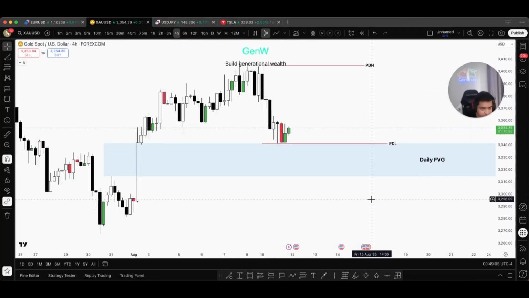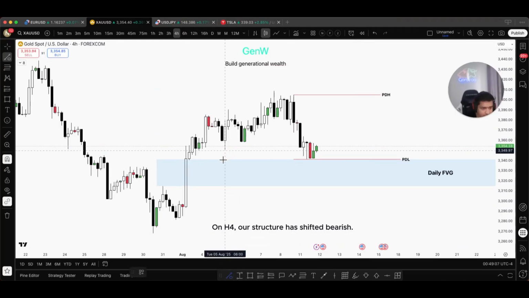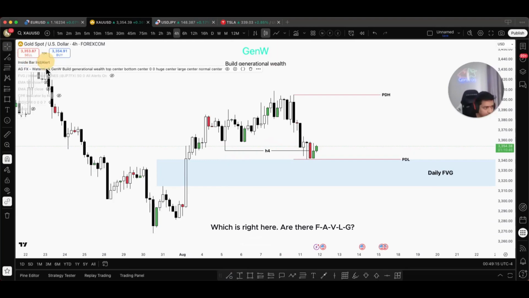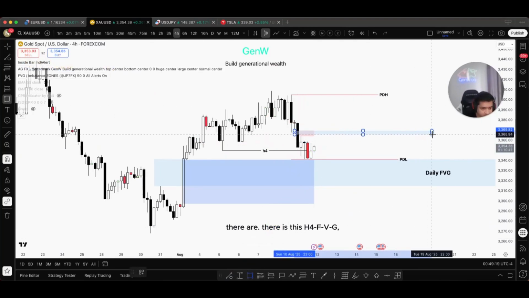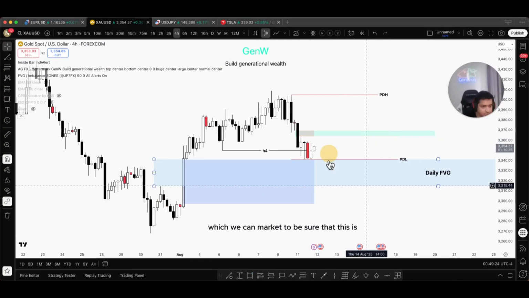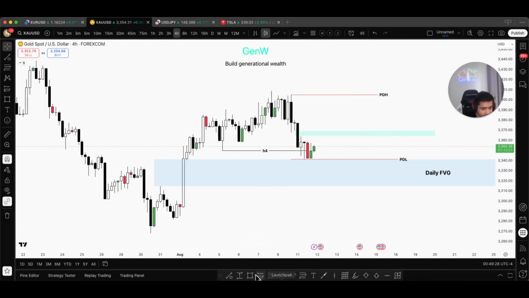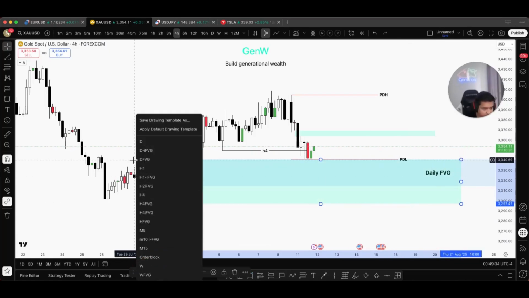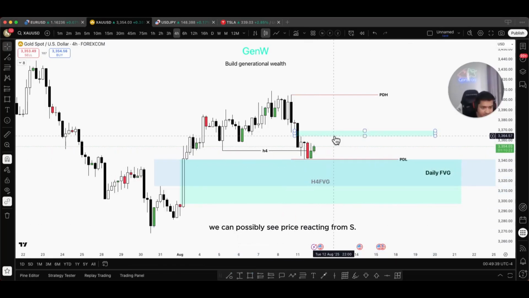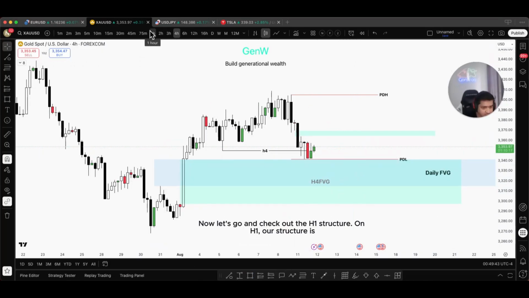Now if we go and check out the H4 structure, on H4 our structure has shifted bearish, which is right here. Are there fair value gaps where price can come? Yes, there are. There is this H4 FVG which we can mark to be sure that this is one of our areas of reaction, and then this is the H4 FVG right here. We can possibly see price reacting from this H4 FVG to the downside.